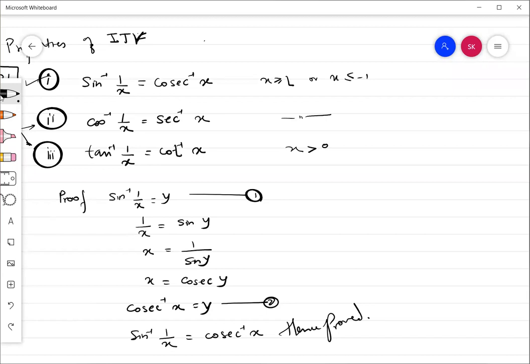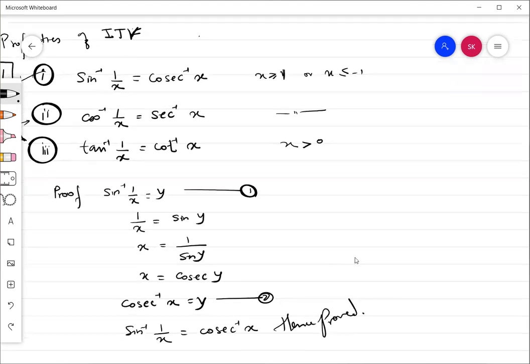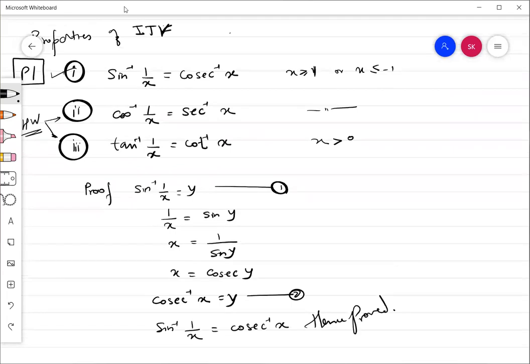This is just a property. Basically, in no case should this be equal to 0, otherwise it will become not defined. Anyway, when they ask you a problem question, they will take care of this part, so you don't have to worry about it. Domain part of x is taken care of. Okay, so this is the first property.